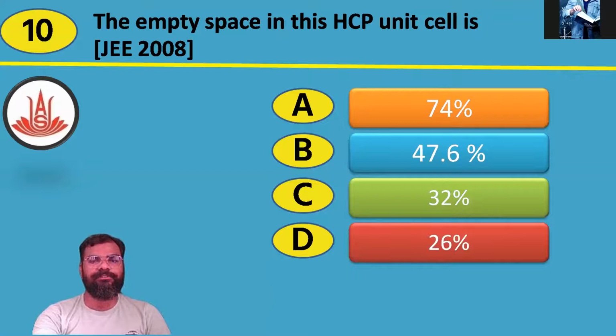Then question number 10. The empty space in this HCP unit cell, JEE 2008. Once again, they've asked this question. The empty space in HCP, empty space, not covered space. You have to be very careful. If the covered space, the packing efficiency of HCP, were asked, it would be 74%. But here they have asked the empty space in HCP. So let us calculate the empty space.